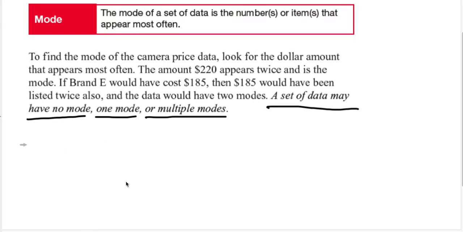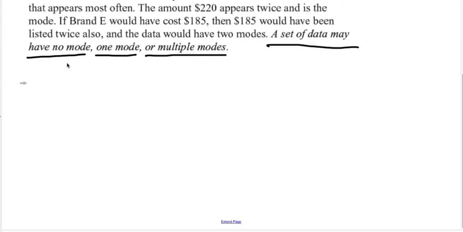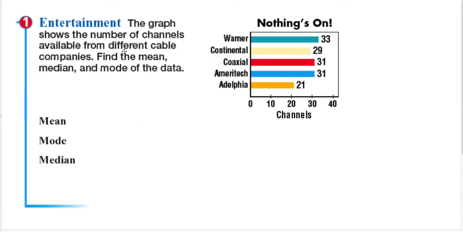$220 appears most, so that would be our mode. That's our mode, 220. Let's take a look at example number 1.